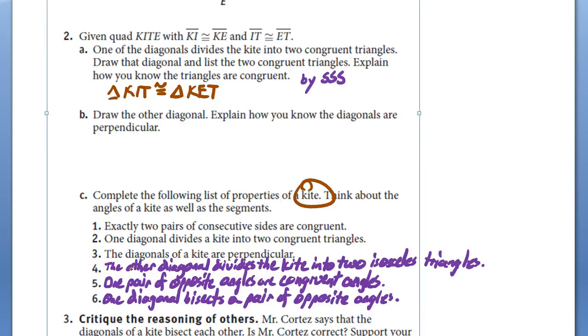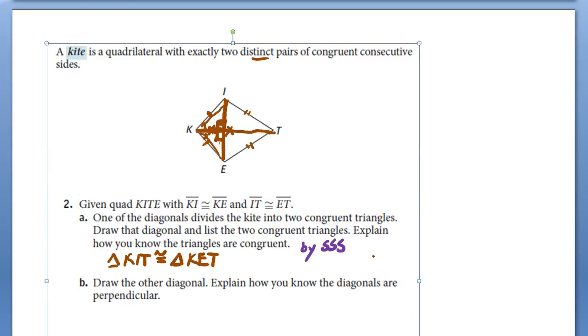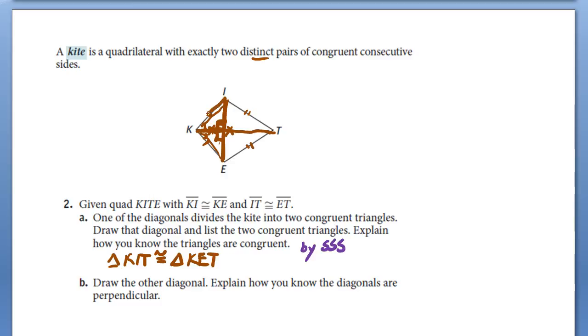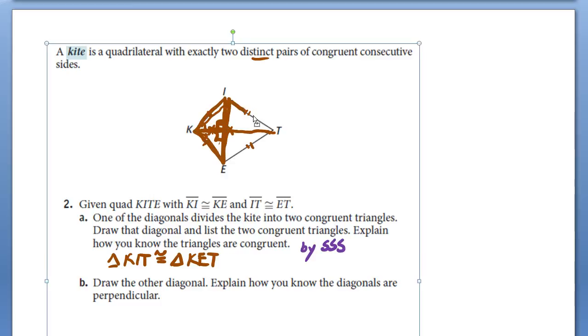And then here's a few more of them that I listed in purple. The other diagonal divides the kite into 2 isosceles triangles. The picture's a little bit sloppy now with all the brown writing on it, but this diagonal that was drawn downwards creates an isosceles triangle here, and then over on the right, it creates an isosceles triangle.